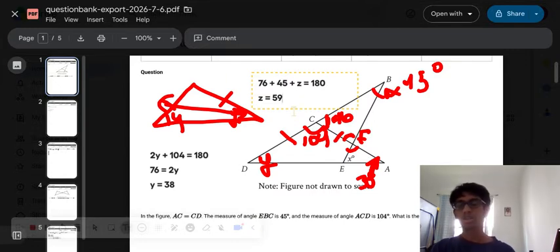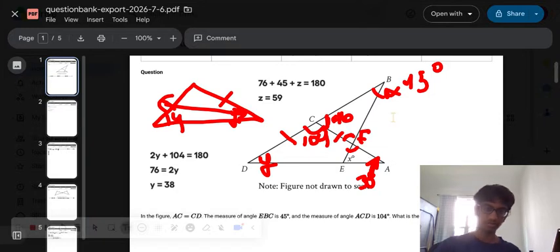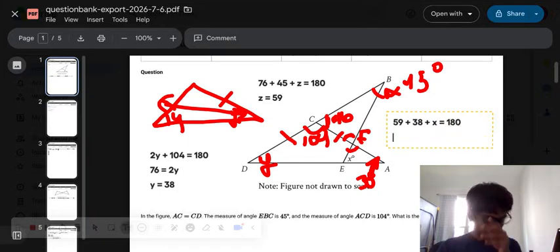Now we need to figure out what is X. We can do this by adding both these angles and then subtracting that from 180, because again, all the angles of the triangle need to add up to 180. So 59 plus 38 plus X is equal to 180 degrees. And then you can do the math.